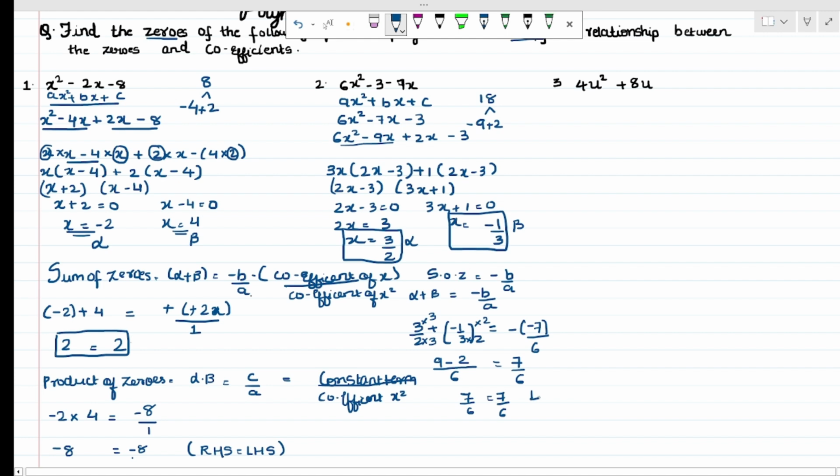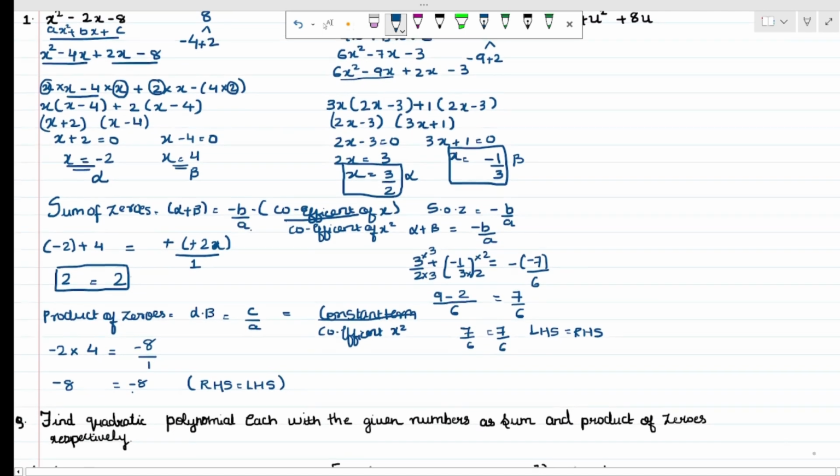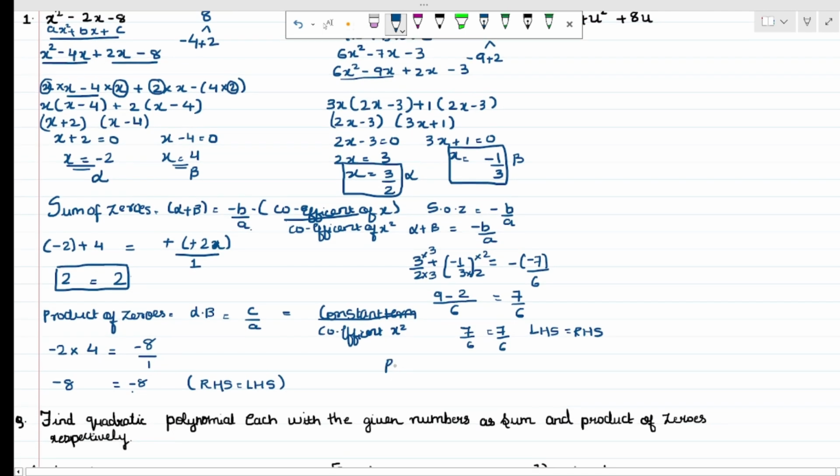Is it same? LHS and RHS? Yes. So my LHS is equal to RHS. It is completely same. Moving on to next, which is product of zeros. So product of zeros formula is alpha into beta is equal to c upon a. That means constant term upon coefficient of x square. What is my alpha? My alpha is 3 upon 2. What is my beta? My beta is minus 1 upon 3. What is my c? My c is minus 3. What is my a? My a is 6.